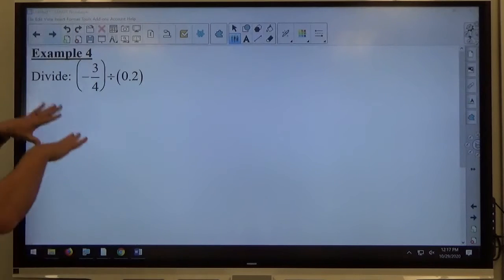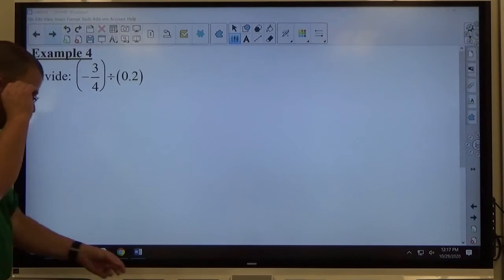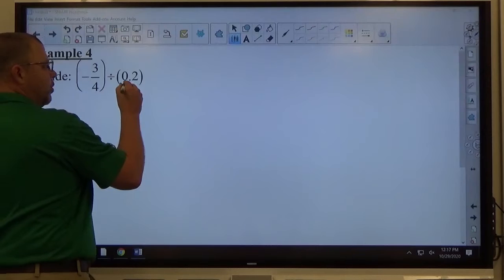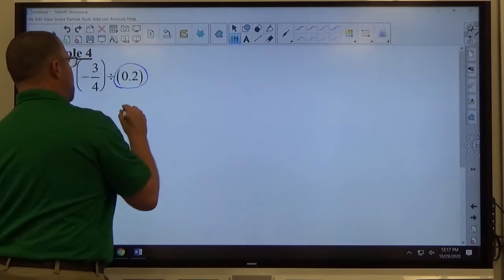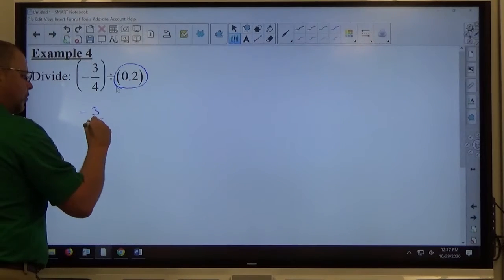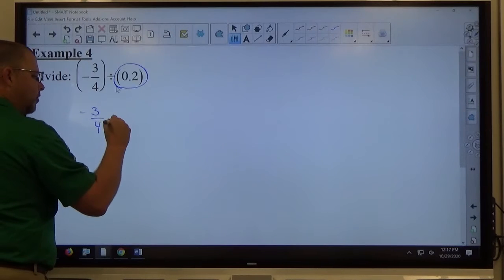I'm going to change this problem just so we have division of fractions involved in this too. 2/10, which is what this is, 0.2 is 2/10. Let's write it as -3/4 divided by 2/10.